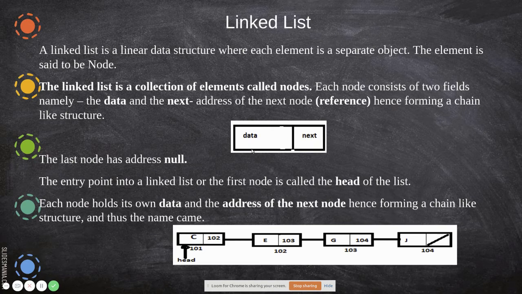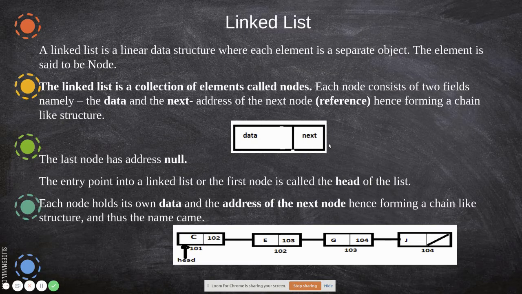A linked list consists of two fields. This is called an object, and it consists of two fields. One is the data field, where you enter the data, and the next is the next field, which points to the next node, the next object of the same type. Here, this we call a node.